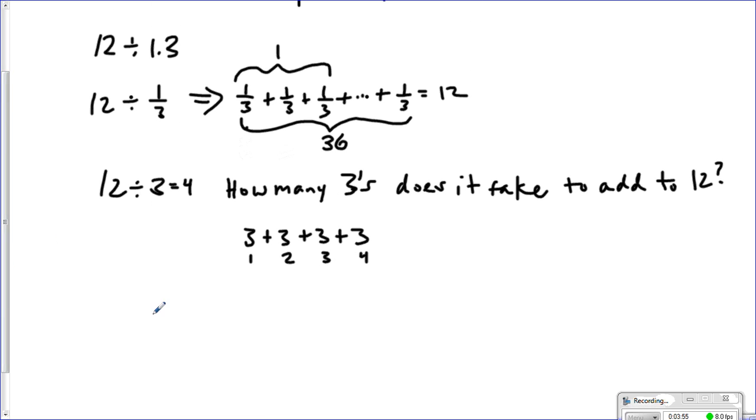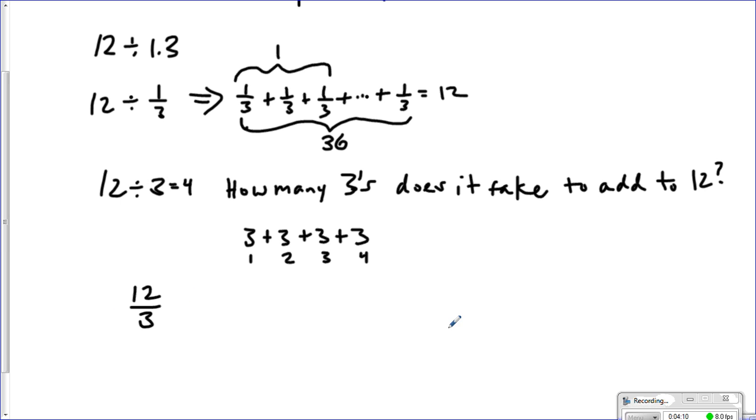Now, division can also be written as a fraction. This 12 divided by 3 could also be written this way. We could also read that as 12/3. But 12 divided by 3, of course, is 4.